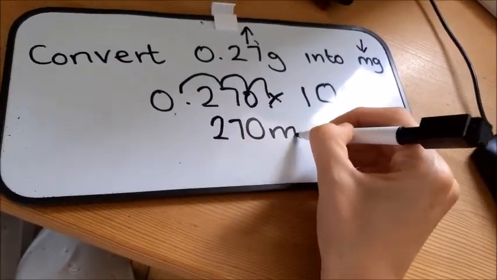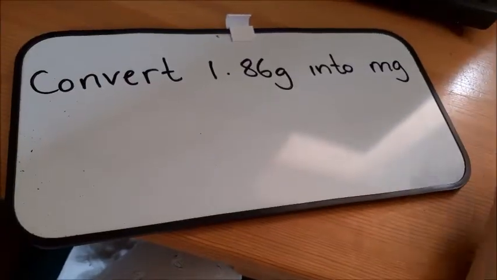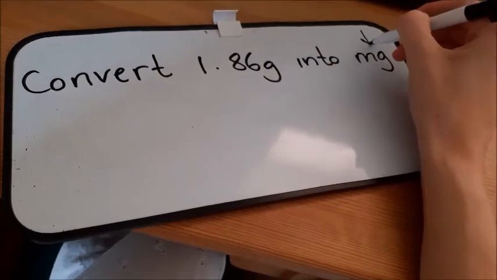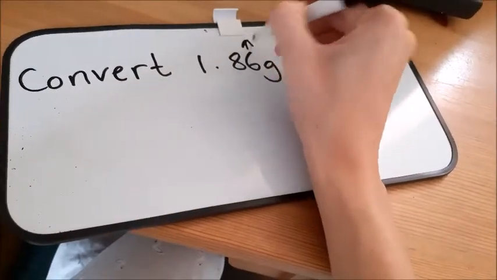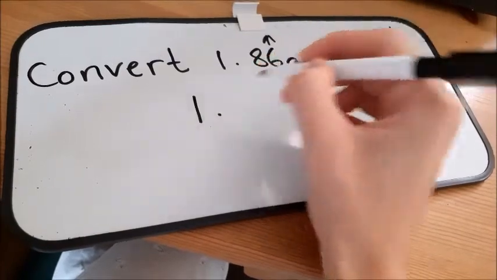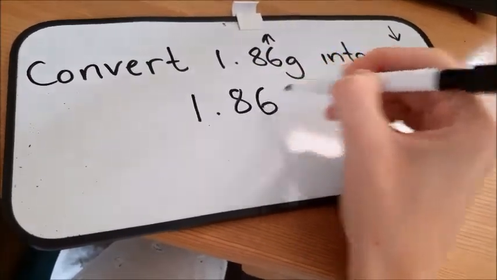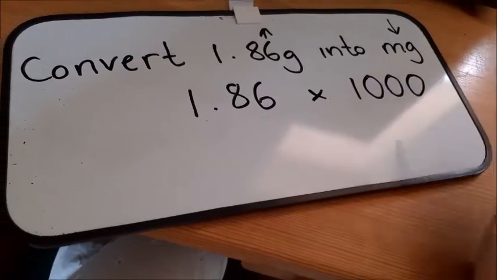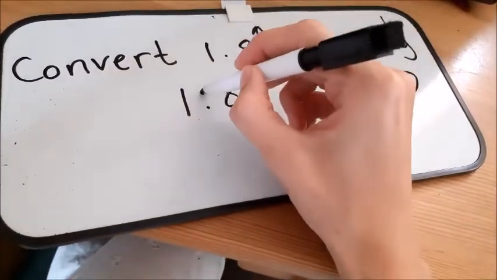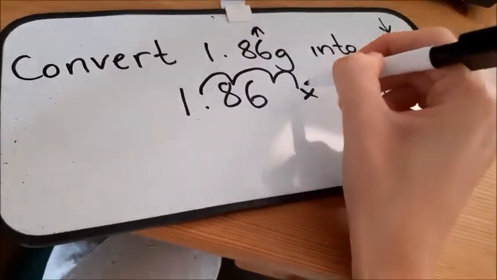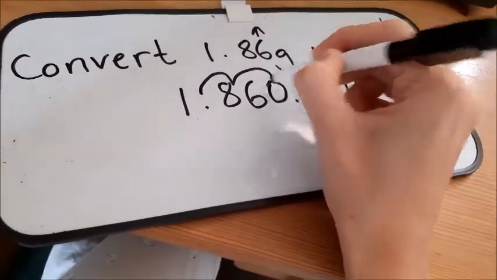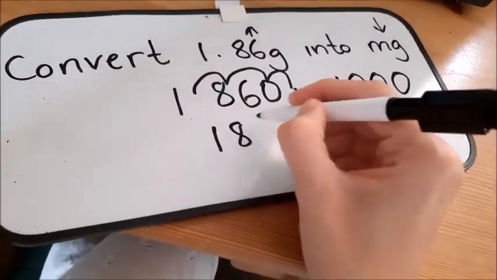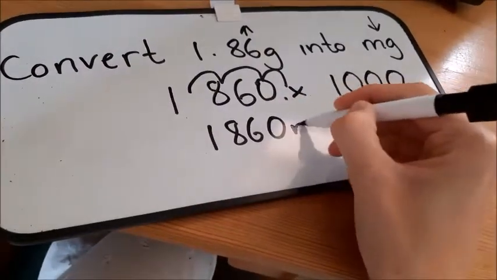270 milligrams. Okay, another conversion similar to that, grams into milligrams again. This is a smaller measurement. This number is going to become larger. So we've got 1.86, and we're timesing again by 1,000. So you're moving the decimal space 3 spaces to the right. 1, 2, 3. Decimal space goes here, 0 goes in this space. Okay, we've moved this decimal space. 1,860 milligrams.